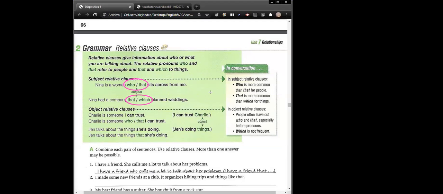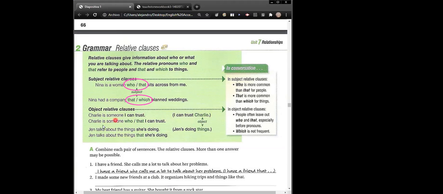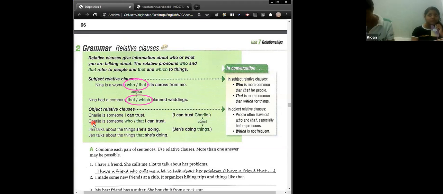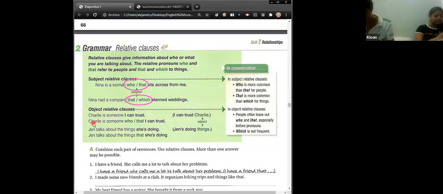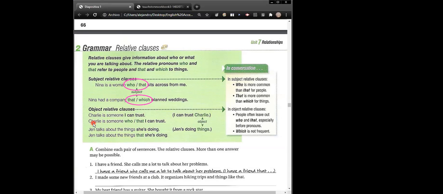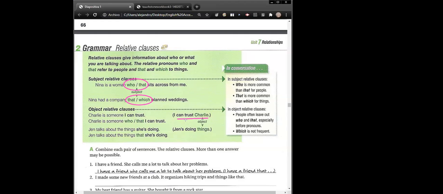Now, guys, object relative clauses, okay? Object relative clauses. So, Marquito, please. Charlie is someone I can trust. I can trust. Okay, exactly. And the other, continue. Charlie is someone who or that I can trust. Okay, so basically what you are saying is I can trust Charlie. Charlie is someone I can trust. I can trust Charlie. Okay, yes, and it's the same thing as you say who or that. You can put who or that. Charlie is someone who I can trust. That I can trust. No problem to that.